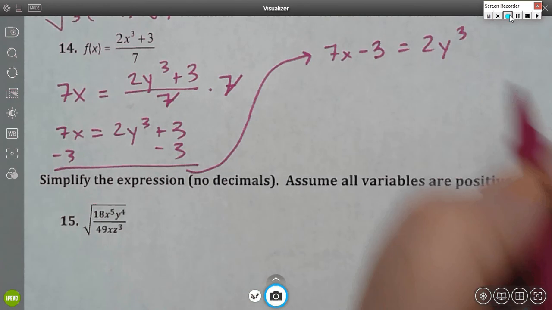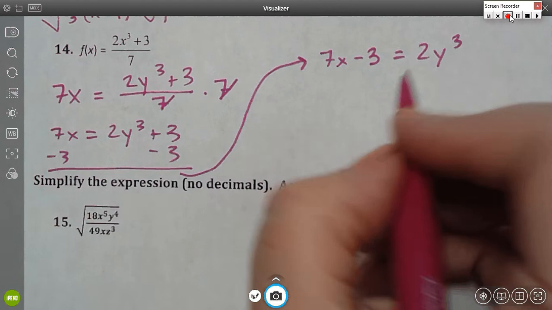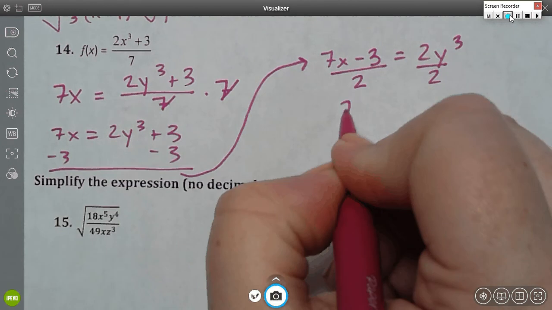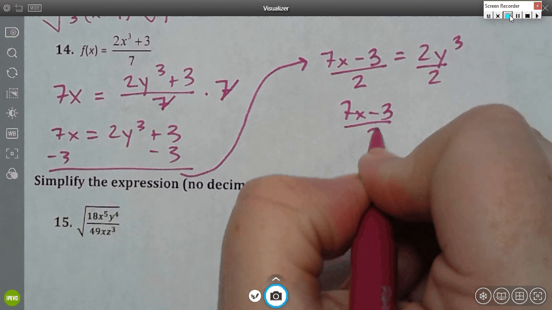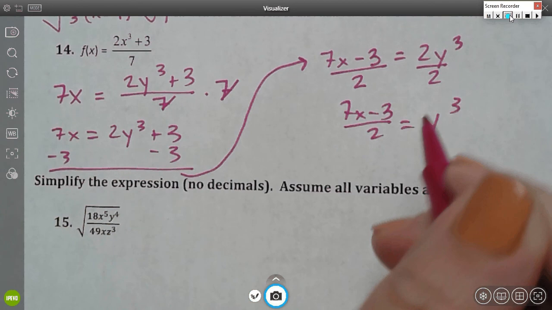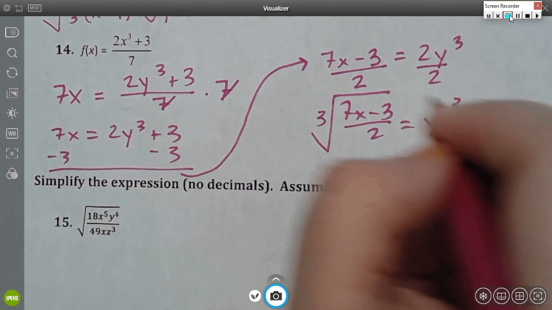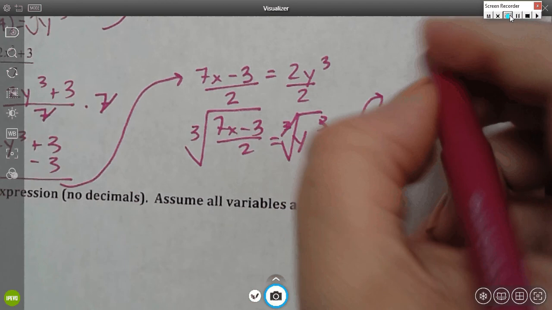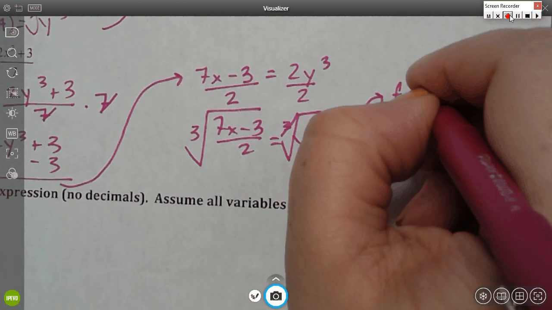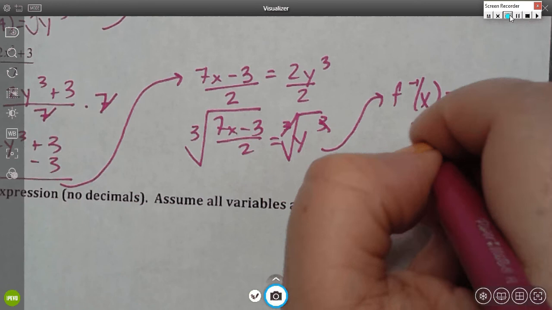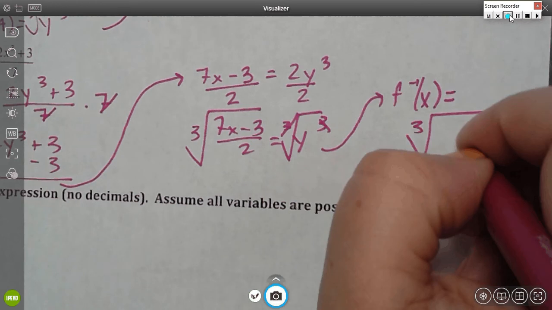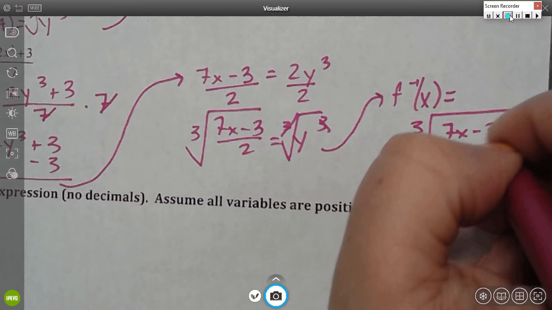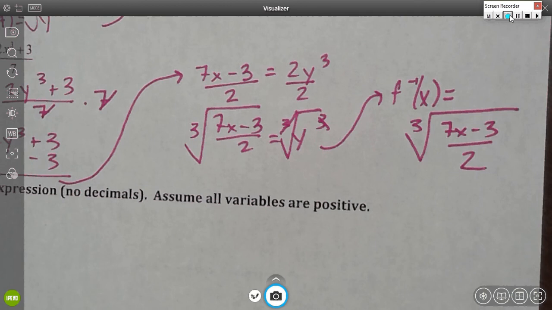This one has an extra step in here. Divide by 2 on both sides. So (7x minus 3)/2 equals y to the 3rd. And again, that cube root will take care of that exponent. And so the inverse is the cube root of (7x minus 3)/2. Sorry, I'm running out of room here.